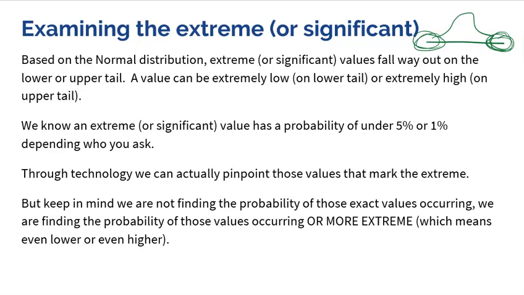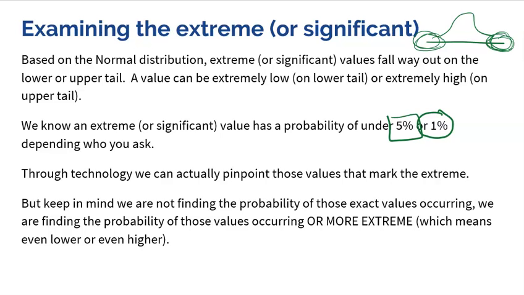Now, in class, we've been discussing that an extreme or significant value has a probability that's either under 5% or under 1%, depending who you ask. I kind of prefer to go with the 1%, but a lot of statisticians go with 5%. So again, remember, what does it mean to be a significant value? It means that the probability of it occurring or lower or higher is under 5 or 1%.